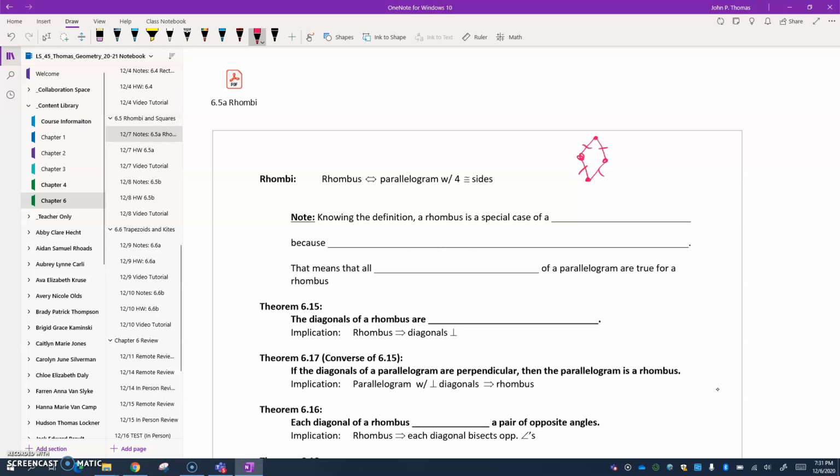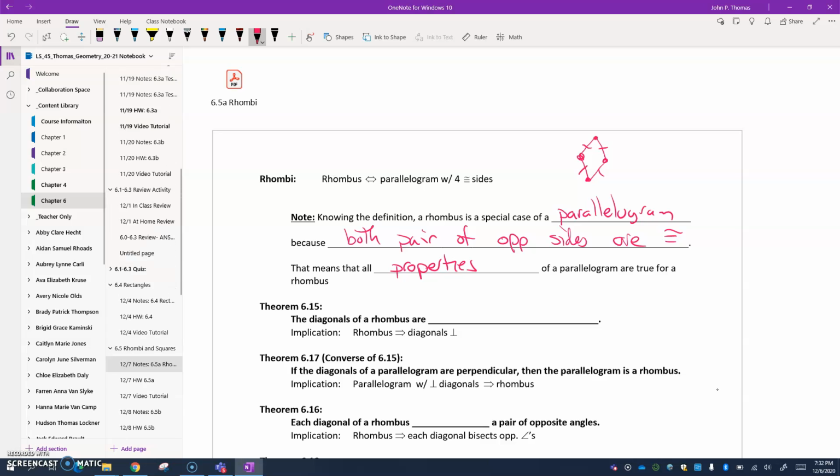Now, knowing the definition, a rhombus is a special case of a parallelogram. That is because in this one, both pairs of opposite sides are congruent, and if both pairs of opposite sides are congruent, that's enough to tell us that a quadrilateral is actually a parallelogram. That means all the properties of a parallelogram are in play here, very much like what we saw Friday, where all the properties of a parallelogram held for a rectangle.